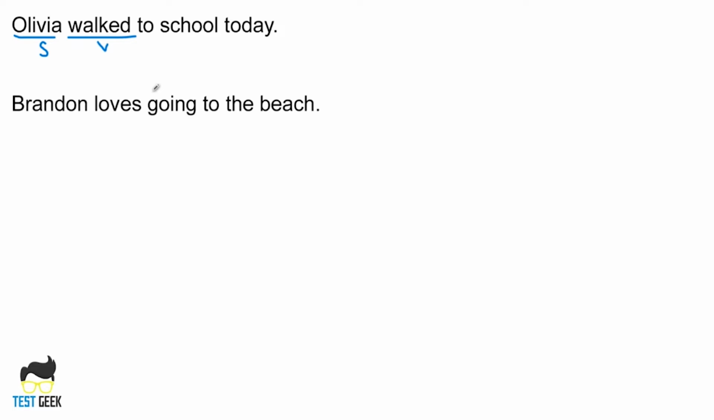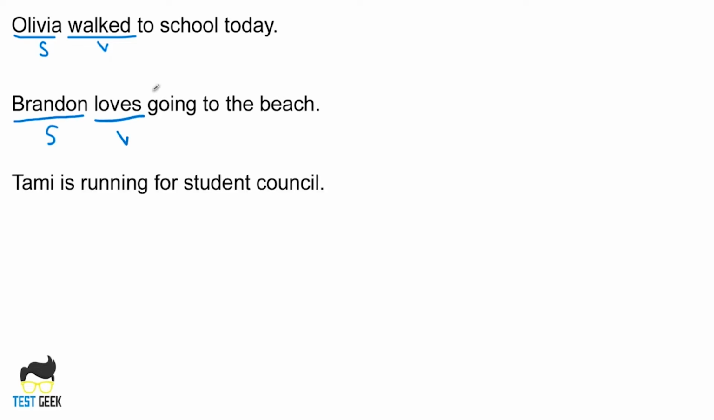Brandon loves going to the beach. Brandon is our subject, loves is our verb. Tammy is running for student council. So in this case, we have a helping verb in here. So Tammy is our subject, is running is our verb. So our helping verb and then our regular verb. So we're able to identify subjects and verbs here, and that's great. That's really the first step in mastering this topic for the SAT or ACT.